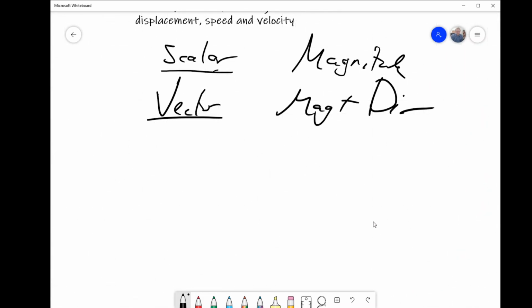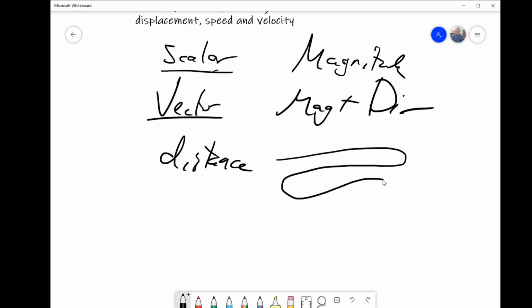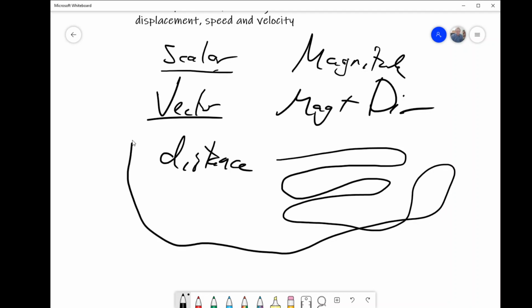So let's take a look at these quantities that we have here. Distance is the scalar. This one is the odometer reading. It's the total distance you travel back and forth and over and around. Right? It is the complete length of the path. Whereas displacement is just the difference between the starting point and the ending point, which, if your path is a closed path, could well be zero.